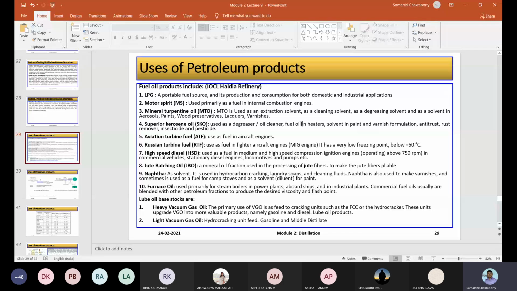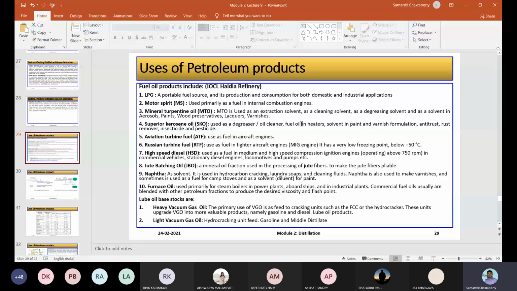Aviation turbine fuel, this is the main fuel for your aircraft engines. Can anybody tell me what is the fundamental difference between SKO and ATF? SKO and ATF.